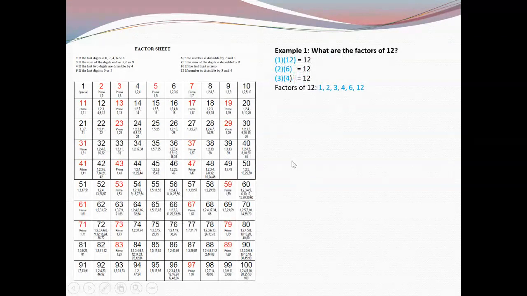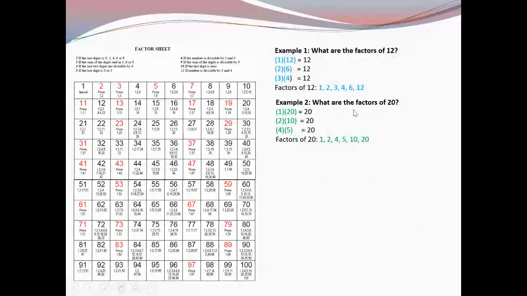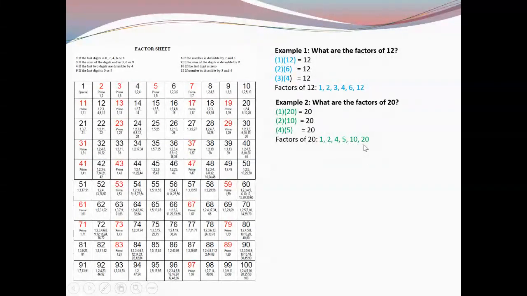Let me show you how it works. Again, example 1, the one we did earlier: what are the factors of 12? It was 1, 2, 3, 4, 6, and 12. The factors of 20, from example 2 on the previous slide, were 1, 2, 4, 5, 10, and 20.